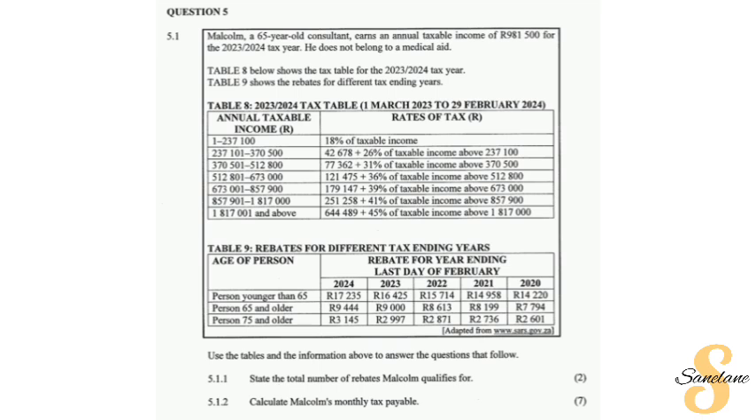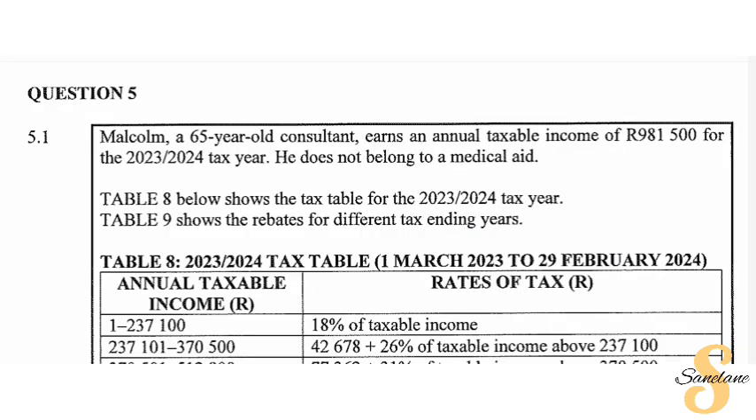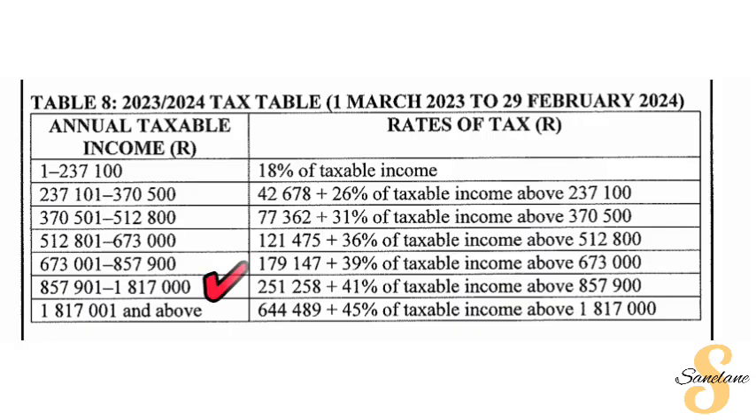Once again, we are looking at a taxable income question. With taxable income, the main aim is to calculate tax payable. It says that Malcolm, a 65-year-old consultant, earns annual taxable income of $981,500 for the 2023/2024 tax year. He does not belong to a medical aid. Table 8 shows the tax table for 2023 and 2024, and table 9 shows rebates for those years.